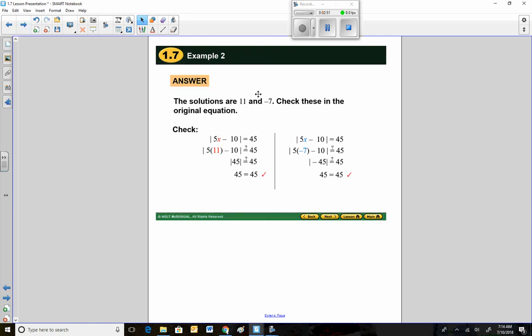All right, we could check our answer to see if it actually works by placing the numbers back in. How about we take 11 and place it in for x? When we solve this, 5 times 11 is 55, minus 10 is 45. Is the absolute value 45, 45? Sure is. We could also do the same thing with the negative 7, so you can ensure that you get a correct answer on a test.